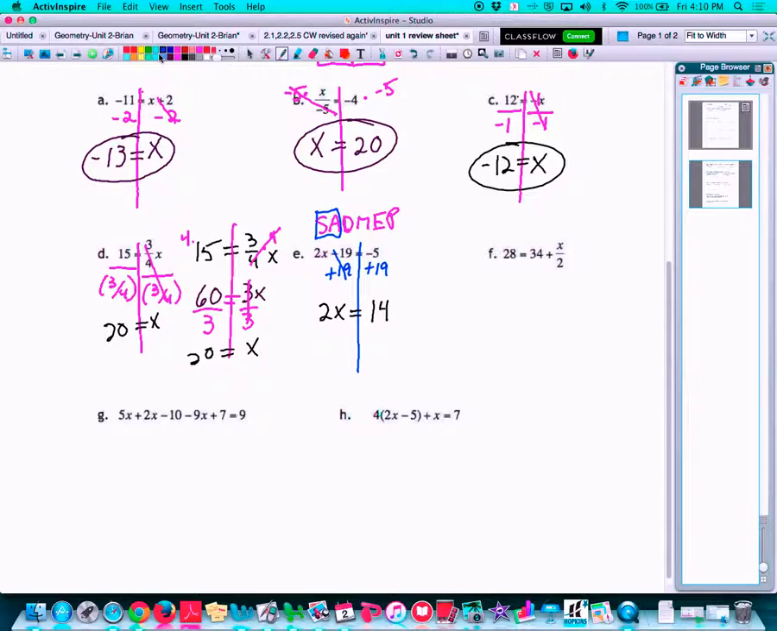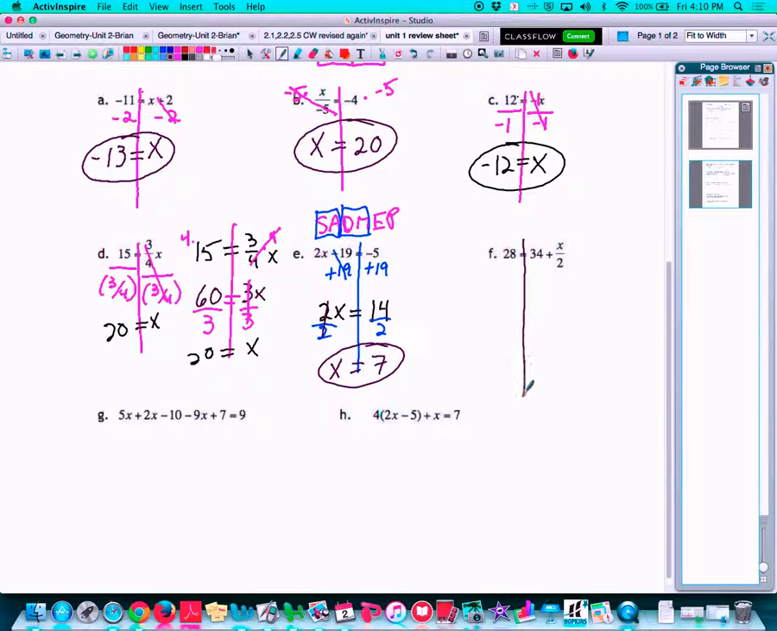All right, our second step is to undo any dividing or multiplying. If it's there, we have a 2 times x, so we see multiplying. To undo it, we're going to divide. Cancel out, x is equal to 7.